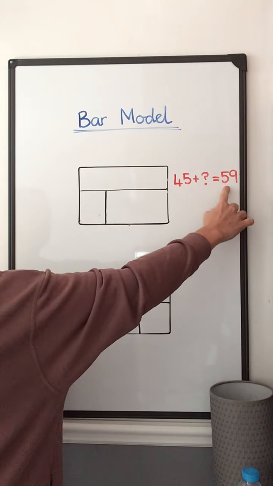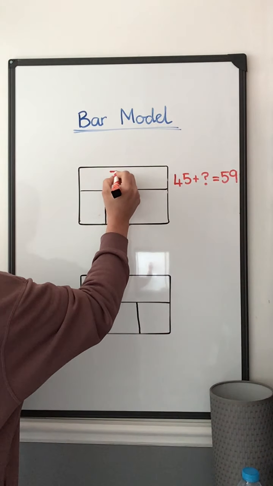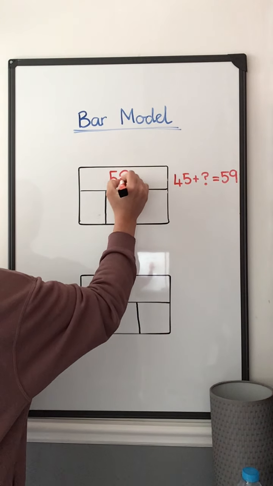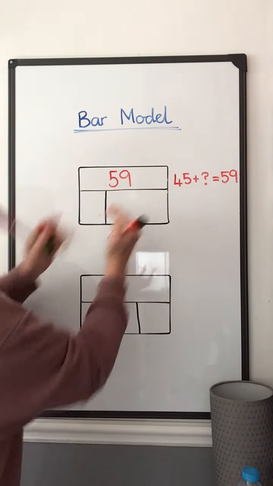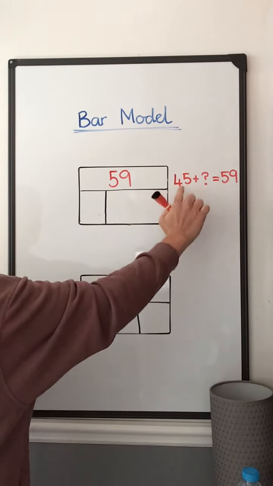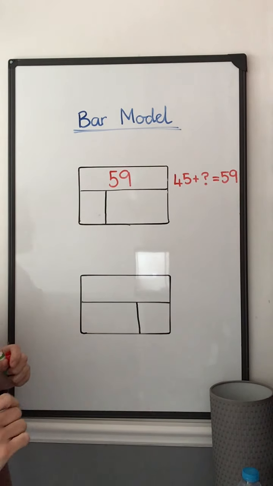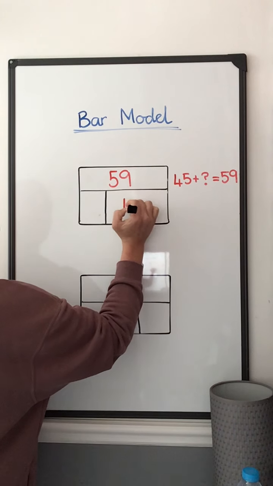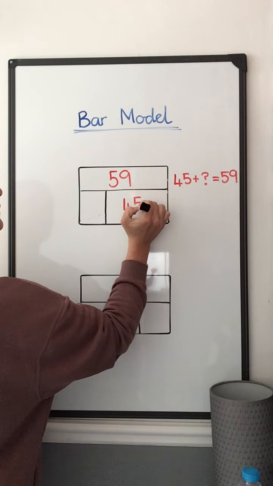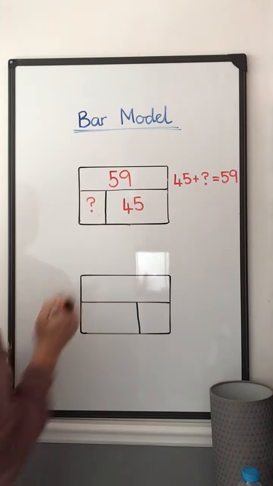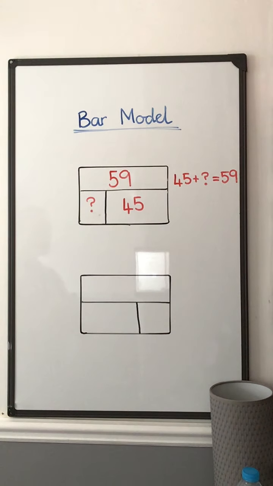So my total is 59. So I'm going to put my total in the big bar right at the top because that's the whole width of this bar. Now, the biggest number I've got, and the only number I've got actually in my calculation, is 45. So I'm going to put 45 in here. And at the moment, we don't know what this number is. So we need to use something called the inverse. Now, lots of us know the inverse, where we turn our jumpers inside out. So it's the same, but opposite. So I'm going to use the inverse here.